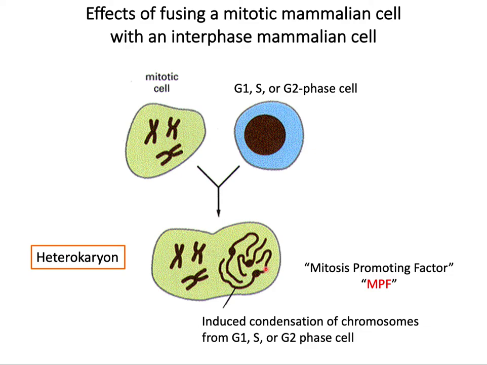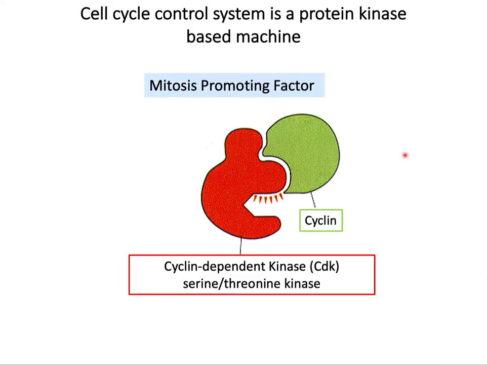And for a long time before the scientists discovered what this controlling protein or controlling factor was, they called it mitosis promoting factor, or MPF. As it turns out, MPF is a dimer that is made up of a protein known as cyclin and another protein that is a kinase called cyclin-dependent kinase, or CDK. And CDK is a serine and threonine kinase, which means it phosphorylates the serine residues and the threonine residues on other proteins.